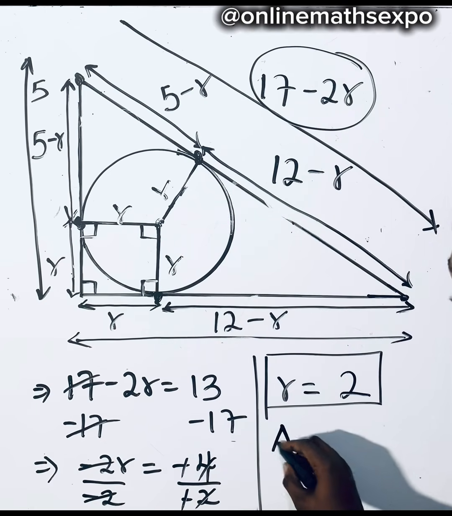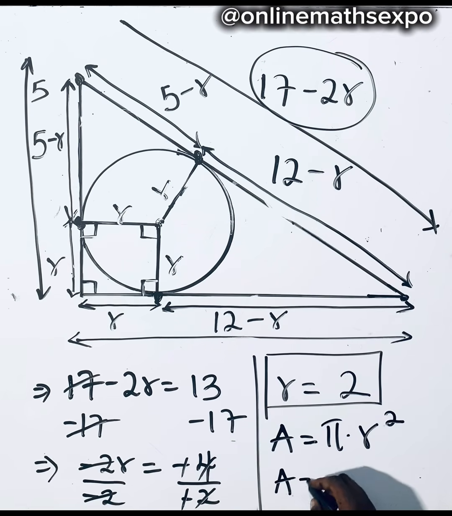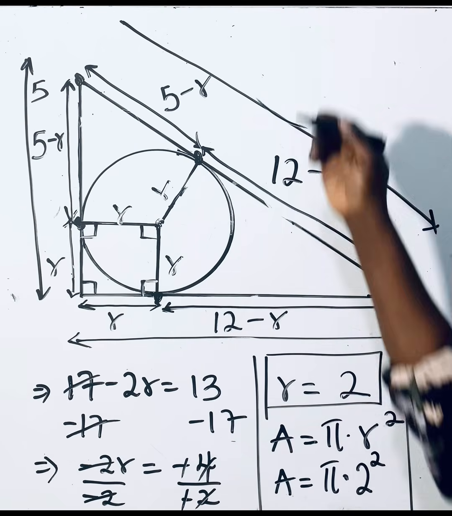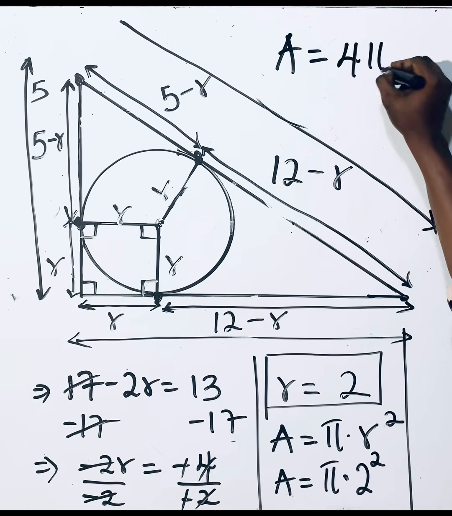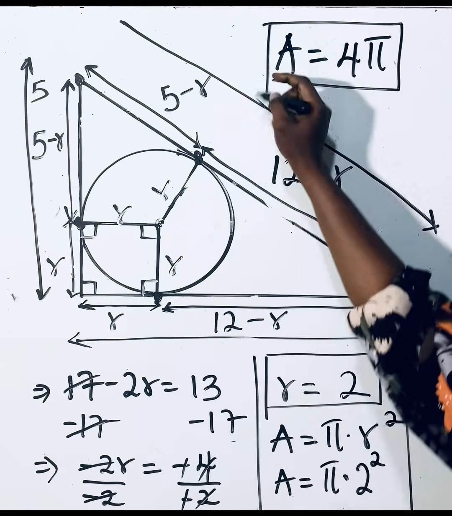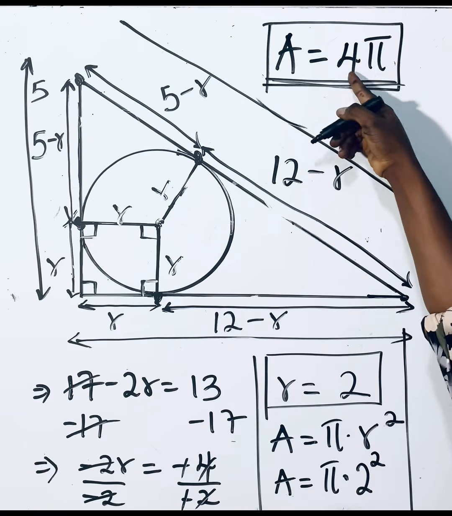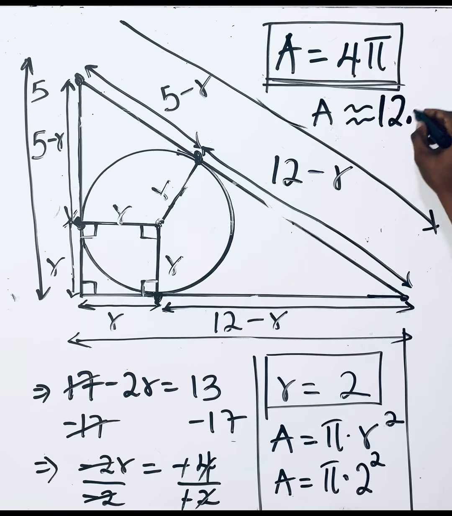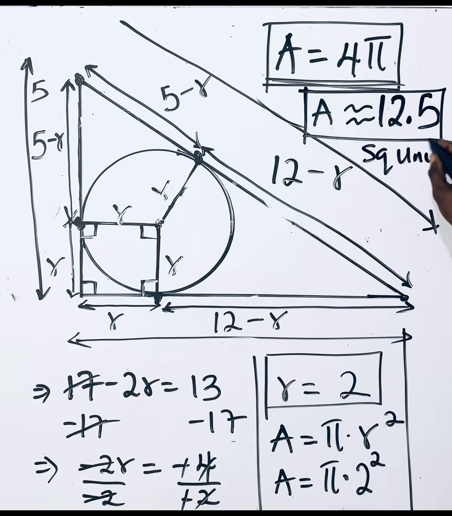So we can now find the area as pi multiplied by r squared. And that gives us area is pi, our radius is 2, so we have 2 squared. 2 squared will give us 4, and that gives us 4 pi. So the value of our area of the circle is this. You can also use the calculator value of pi. Just key this in the calculator. You can have area is approximately 12.5, and this is in square units. So this is what we have for finding the area of this circle.